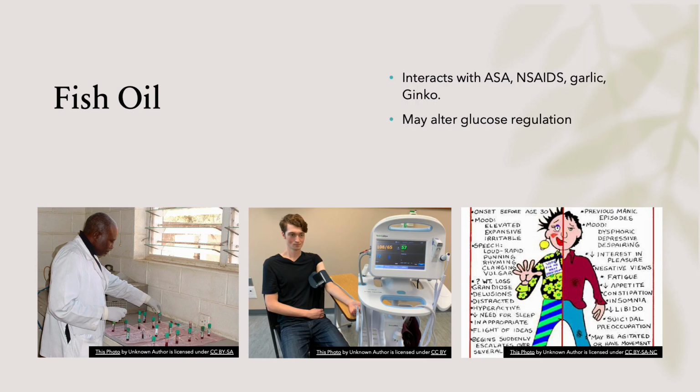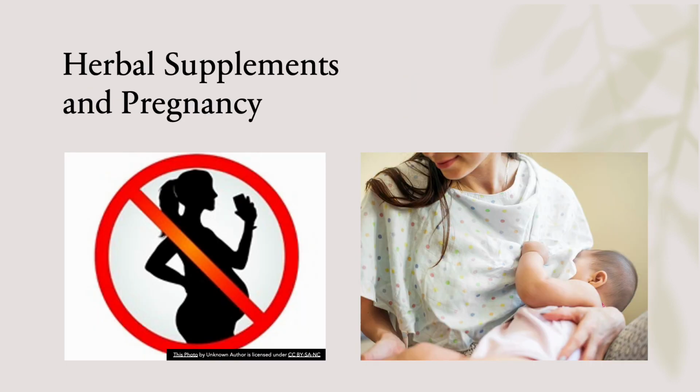Fish oil is used for bipolar disorder, hypertension, lowering triglycerides, and decreasing blood clotting. It interacts with warfarin, aspirin, NSAIDs, garlic, and ginkgo, and it may alter glucose regulation. Most herbals are contraindicated during pregnancy, and because they are secreted in breast milk, they are also contraindicated during lactation.